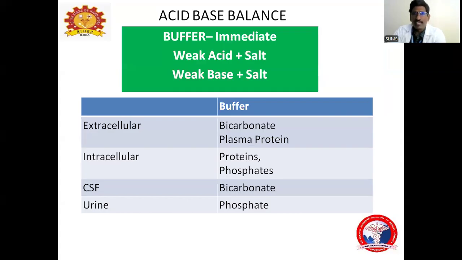So whenever there is a change in the pH, that is an acid-base balance disturbance, we have buffers. The buffers act immediately and try to compensate for this change. Usually a buffer is a weak acid and its salt, or a weak base and its salt. In the extracellular fluid, bicarbonate buffer and plasma protein buffers are stronger. Intracellular, proteins and phosphates are the strong buffers. In CSF, bicarbonate is strong. In urine, phosphate is the strong buffer.